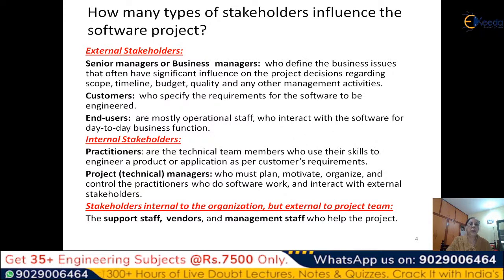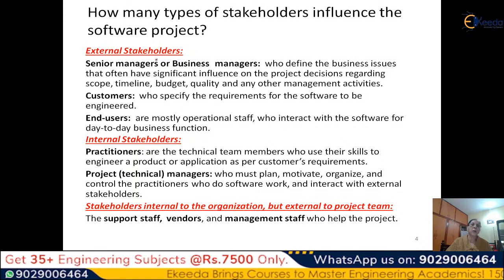So external stakeholders are there, internal stakeholders are there, and there are some stakeholders who are internal to the organization but external to the project team. So basically, there are three types of stakeholders. And how do we describe these stakeholders?